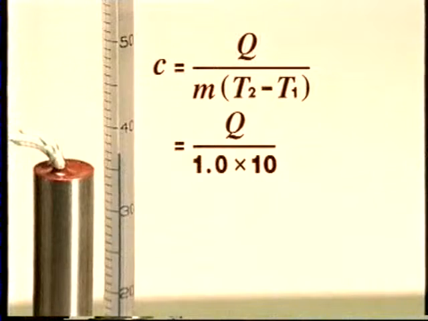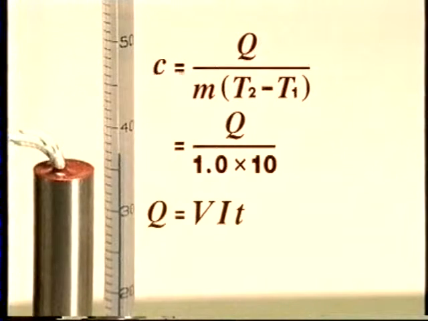We know the mass M equals 1 kilogram. And from our experiment, the temperature difference is 37 minus 27 equals 10 degrees. So these figures complete the bottom line. Now the energy added, Q.